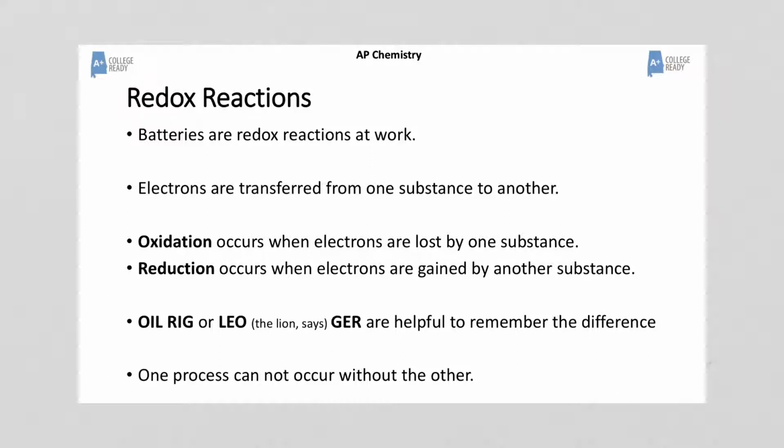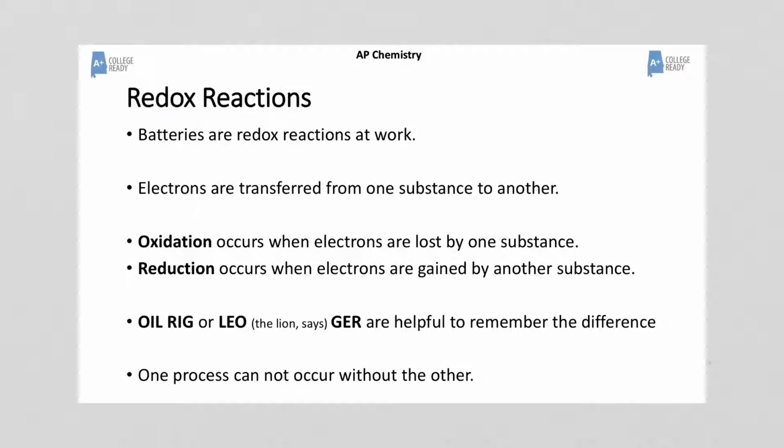There are two processes going on: oxidation and reduction. Oxidation is where electrons are lost by one substance, and reduction is where those electrons that are lost are gained by another substance. So that flow of electrons is what we're going to be using to do some work for us, like power your cell phone or your computer or a flashlight or anything.